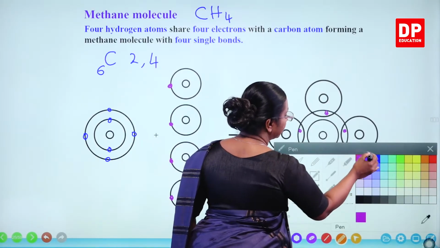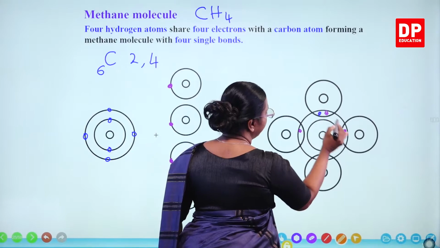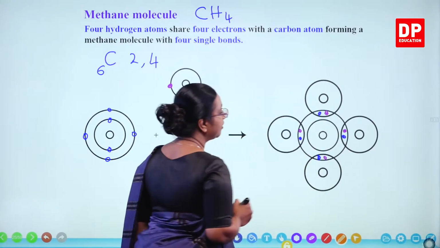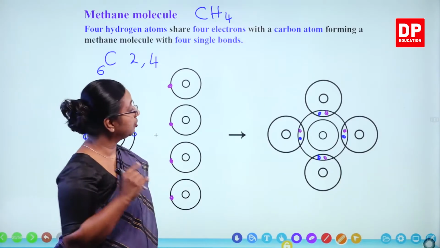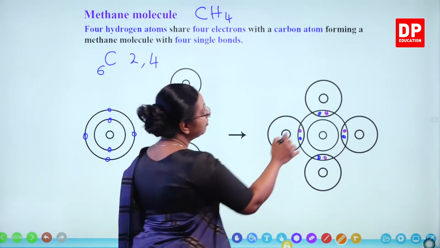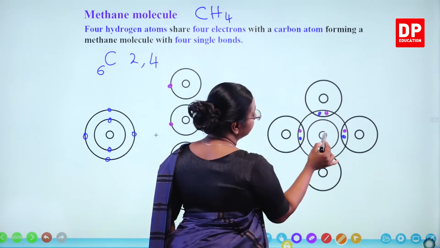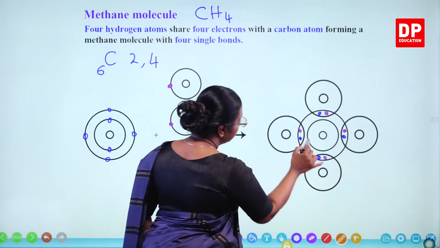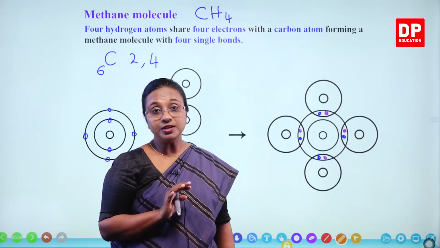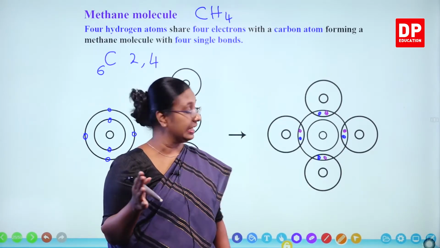Then the electrons that are shared by carbon or contributed by carbon for the sharing and forming of covalent bonds. Now can you all see? Again, if you look at all the atoms, 2 electrons for all the hydrogens. So the energy level is full. So it is similar to helium.